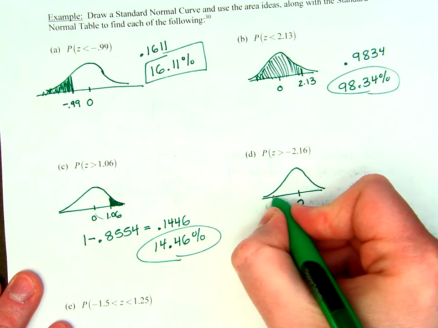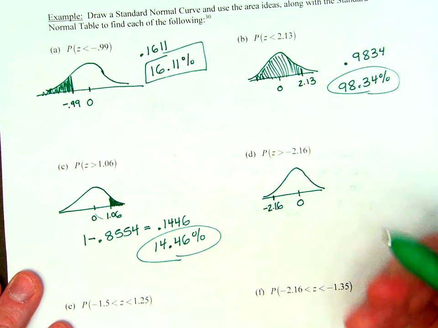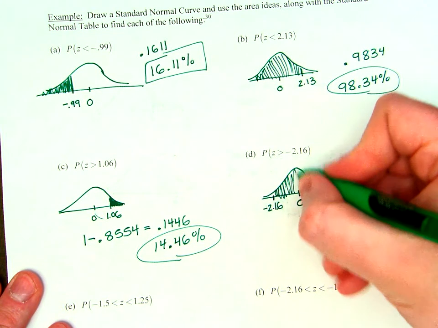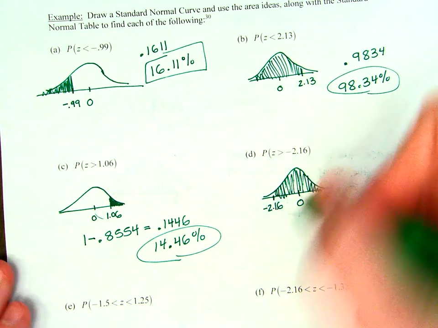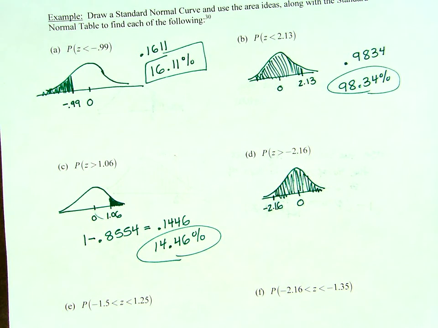So negative 2.16 is over there. So I care about all this. Oh, this should be a pretty big percent because it's so much of that normal distribution that's getting shaded in over there.